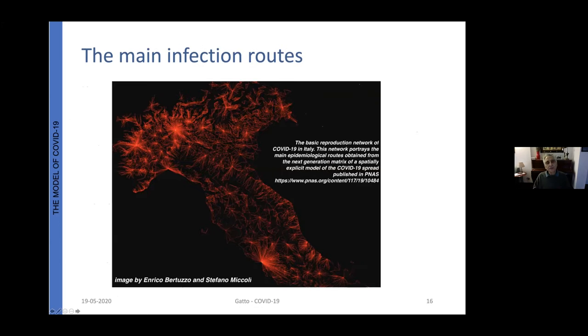And in fact, this is the way that we got this beautiful picture, which is courtesy of two of our co-authors, Enrico Bertuzzo and Stefano Miccoli, which represents the main pathways, the main routes of infection in Italy at the beginning of the infection. And you can see Milano, Turin, Rome here. Okay.